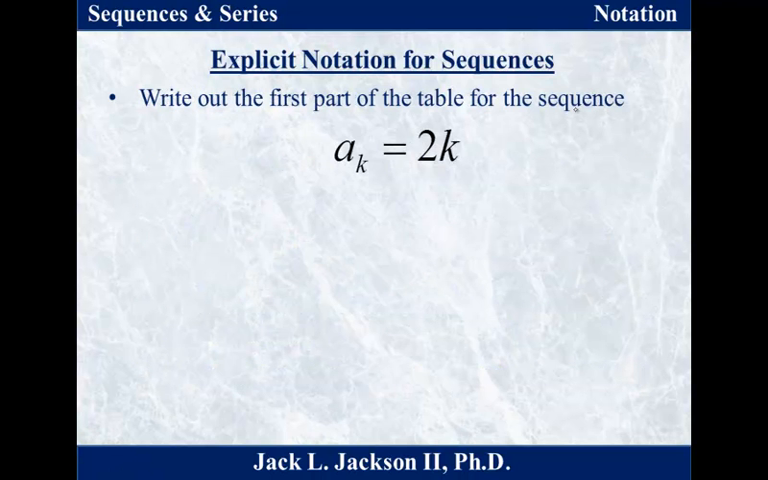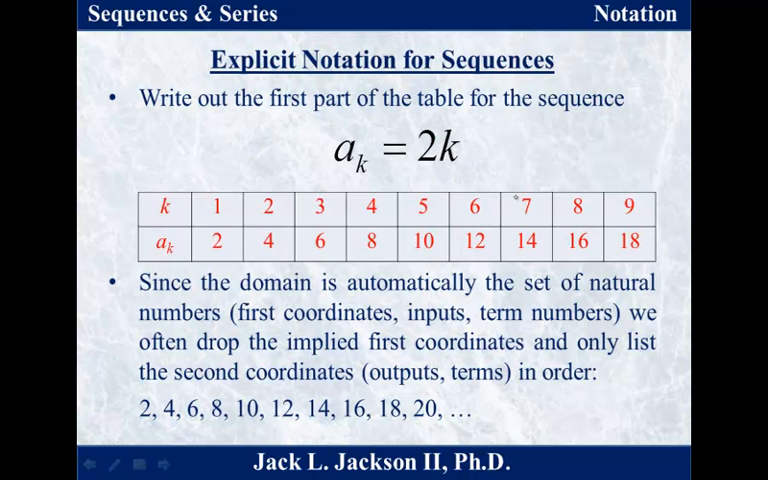So, for example, we might write out the first part of the table for the sequence a sub k equals 2 times k. You can do this. Go ahead and press pause and do this now. Okay, so we know what the k's are. They start with 1, 2, 3. They're the natural numbers, 1, 2, 3, 4, 5, 6, 7, 8, 9, and they keep on going forever because we didn't say that this is a finite sequence. It could go on forever. And the a sub k's, or outputs, are just twice what the inputs are. So they're 2, 4, 6, 8, 10, 12, 14, and so forth.